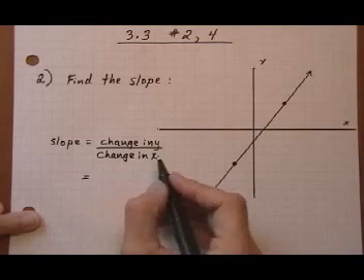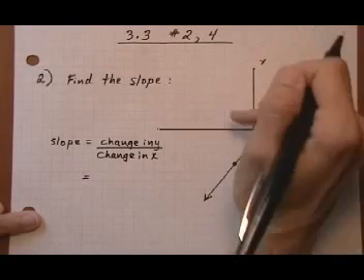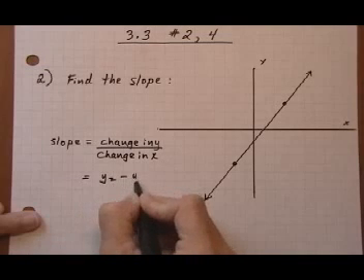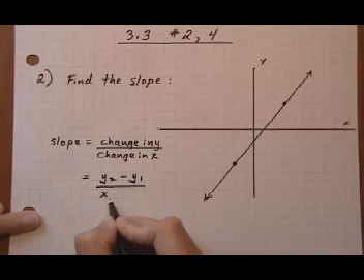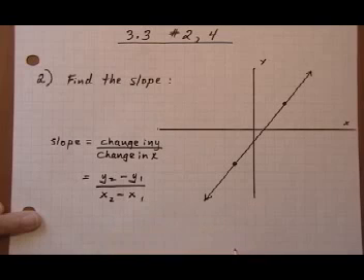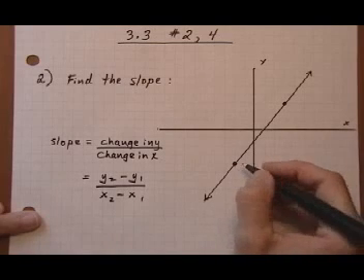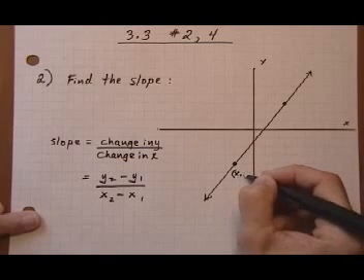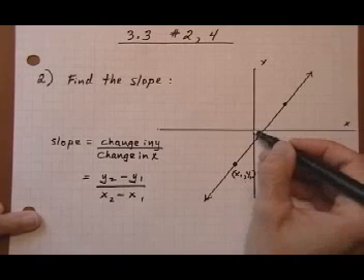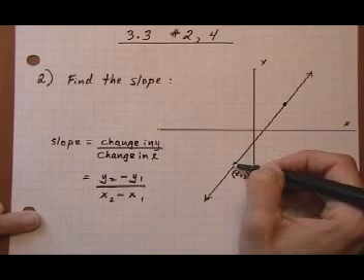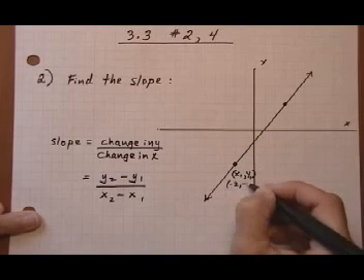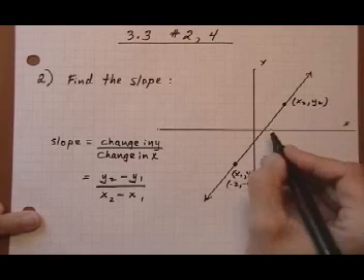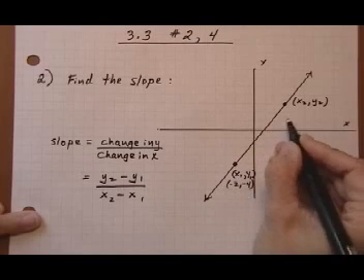So that's also equal to the change in y, which would be the difference in the y values for the two different points. So y2 minus y1 over the difference in the x values for the 2 points, x2 minus x1. And we could say that this is our first point here, x1, y1. Now this point is -2, -4. And this is our second point, x2, y2, and it's at the position 3, 3.